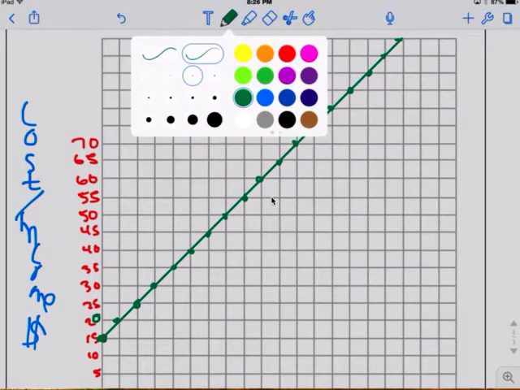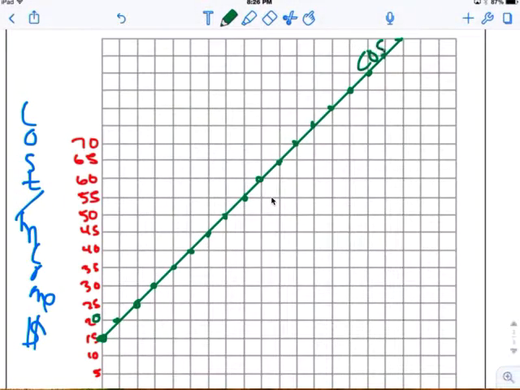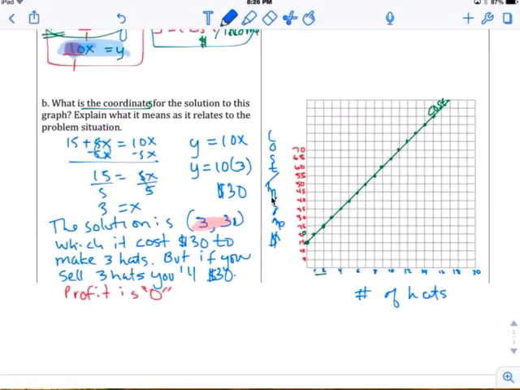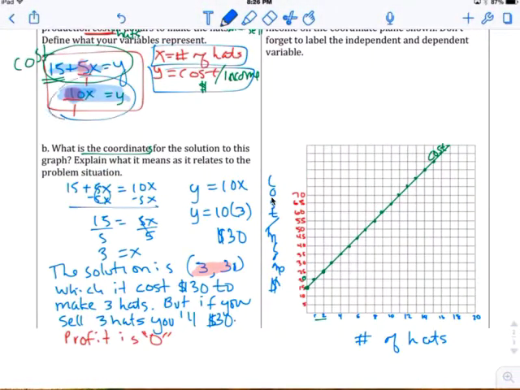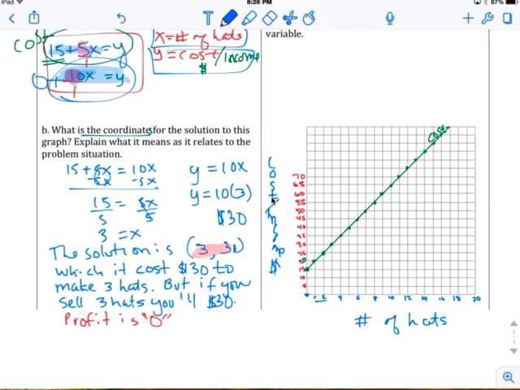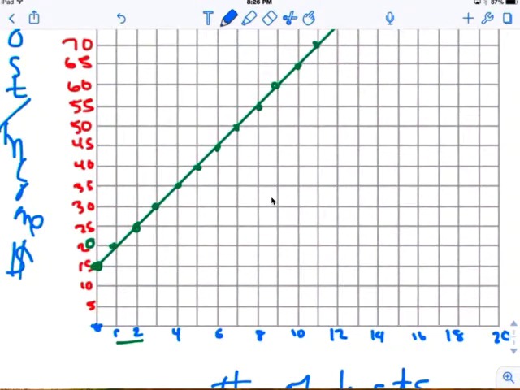And then this is your cost line, label it. Your next one is your income line. Your income line is this one. It starts at 0 and it goes up 10 over 1. 5, 10 over 1. 5, 10 over 1.